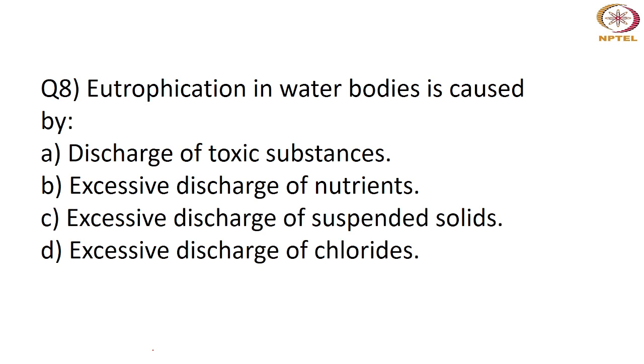Then again a theoretical question. Eutrophication in water bodies is caused by what? The discharge of toxic substances, excessive discharge of nutrients, excessive discharge of suspended solids, or the excessive discharge of fluid. Option B. Okay, thank you. So I got my first answer as option B. What about others? This is a very easy, common, very popular question in different examinations.